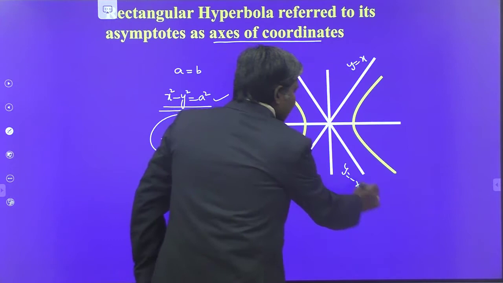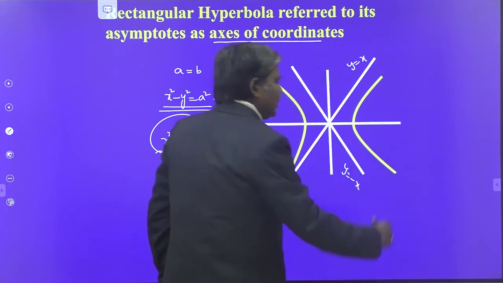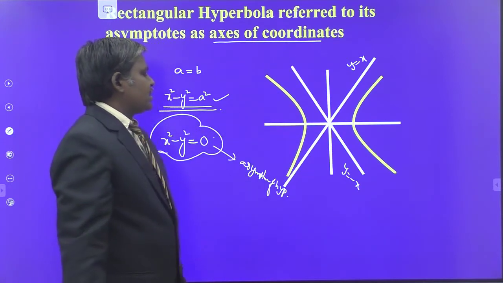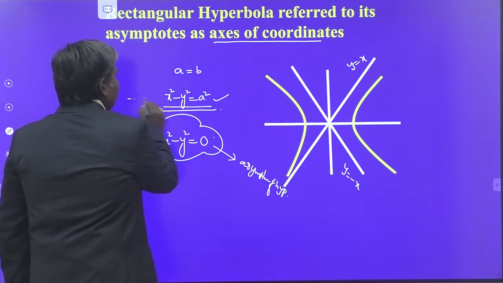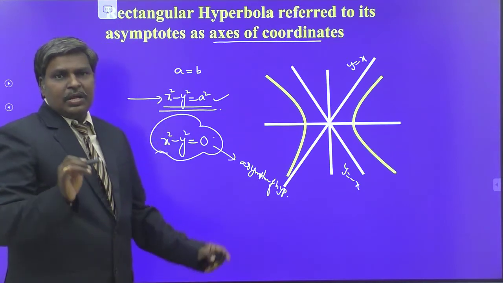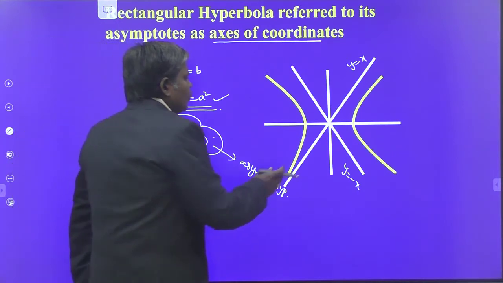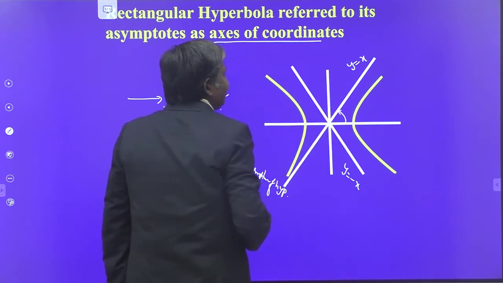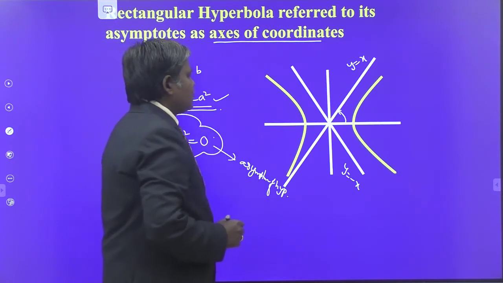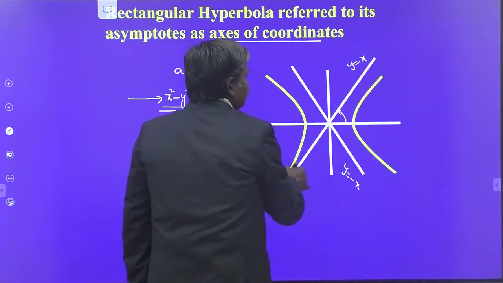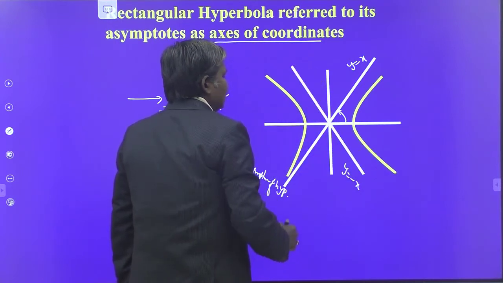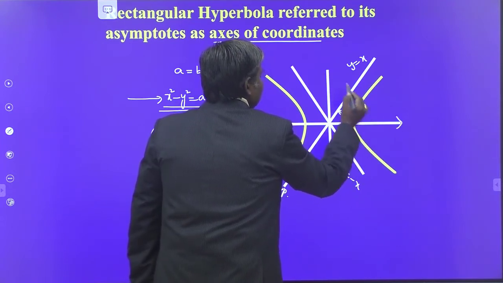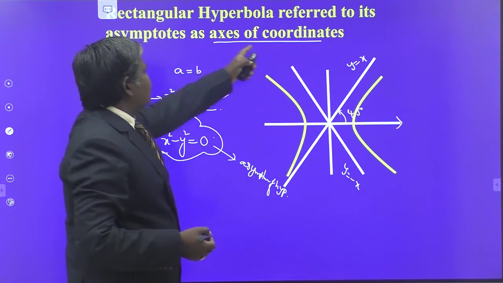When you produce this line in this manner, the curve is also going in that manner, they touch at infinity. That is why we call y equal to x and y equal to minus x the asymptotes of the hyperbola x square minus y square equal to a square. Now our target is to rotate the axis through an angle of 45 degrees in the anti-clockwise direction, because here y equal to x is one asymptote and y equal to minus x is the other asymptote. The angle between y equal to x and the x axis is what? 45 degrees. So your asymptotes become coordinate axes.